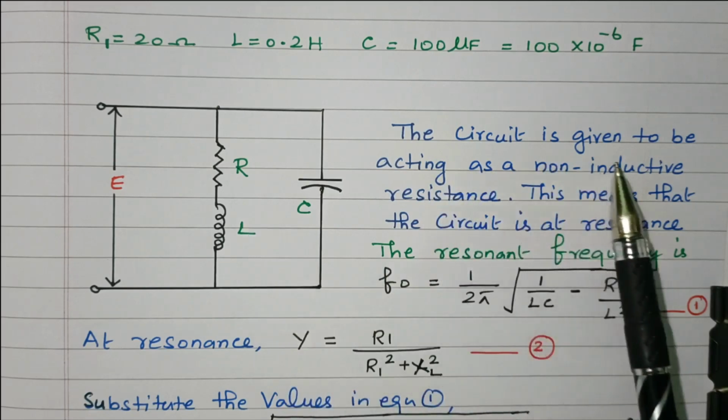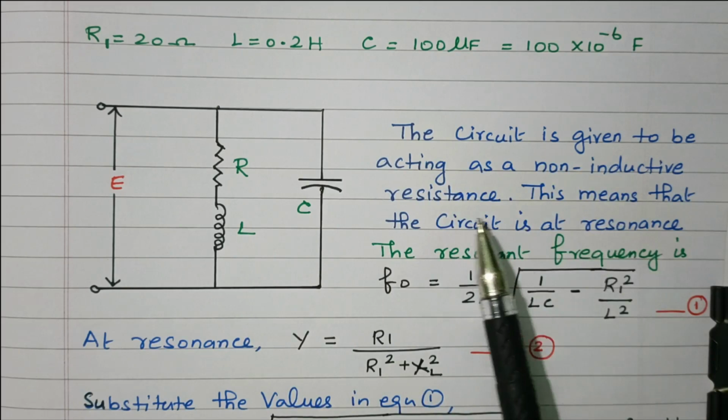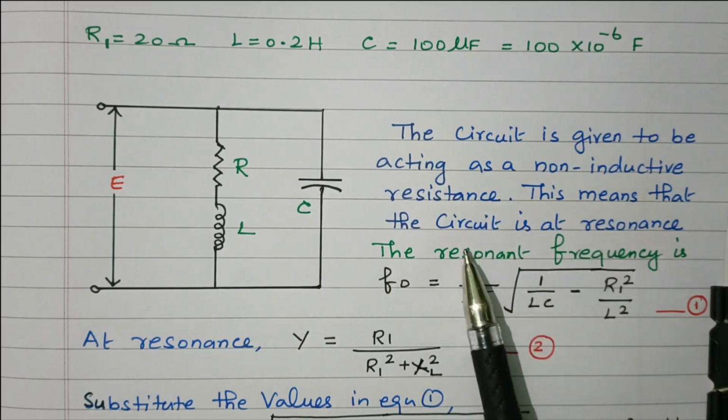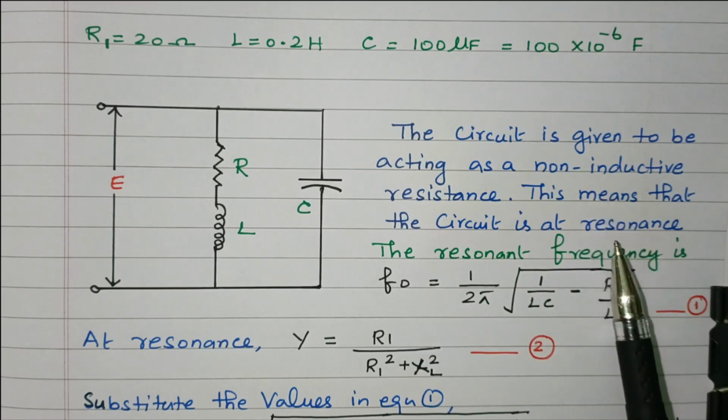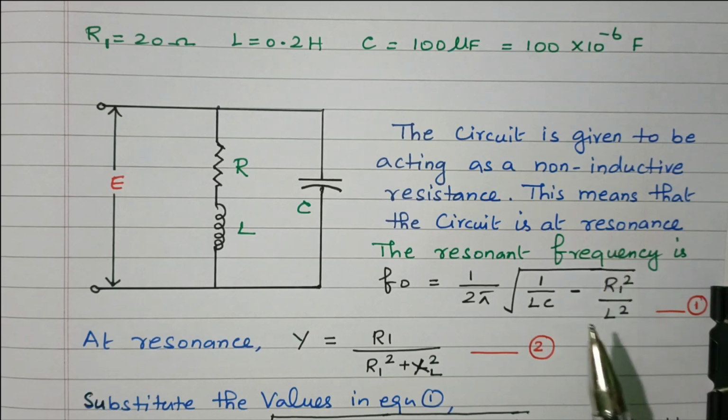The circuit is given to be acting as non-inductive resistance. This means that the circuit is at resonance. The meaning of non-inductive resistance is resonance. That is, inductive reactance and capacitive reactance are equal and get cancelled. The circuit acts as only resistance under resonant condition.